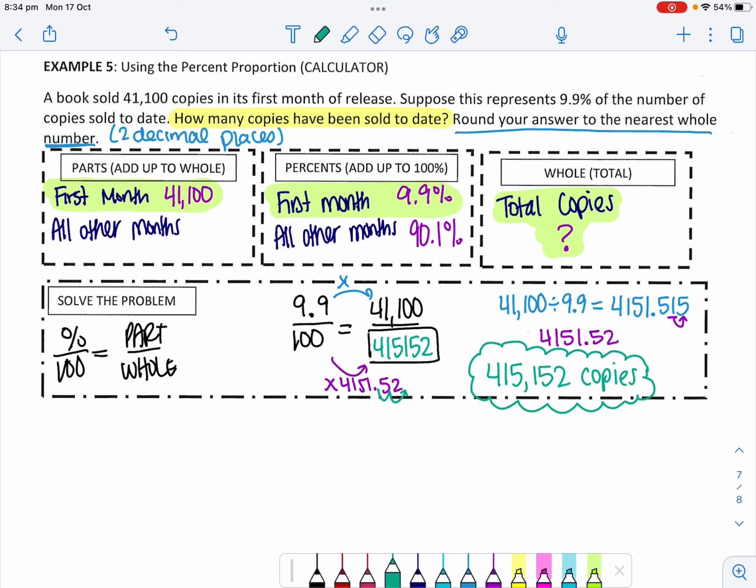Okay, so this was just to show you a couple of examples of how this proportion can be used to find the whole when numbers are extremely big, when percents are kind of funky. Their percents are not always perfect. And when we have to round in a certain way. So this was just to give you a couple of examples of how that works.